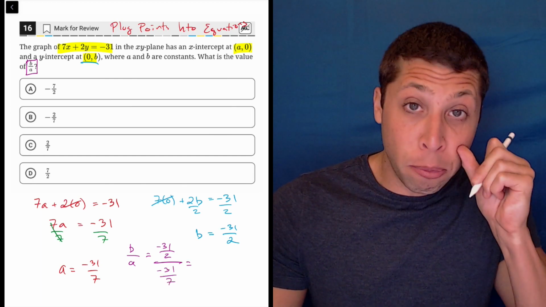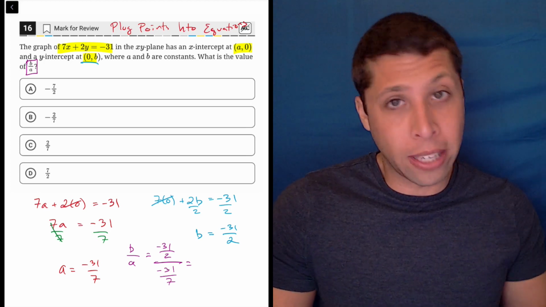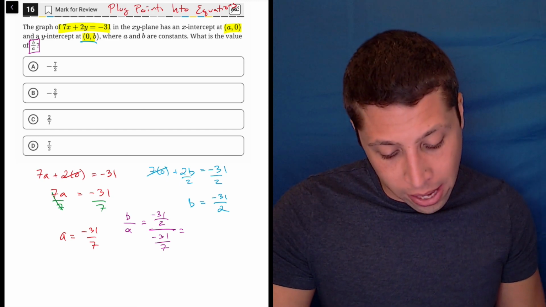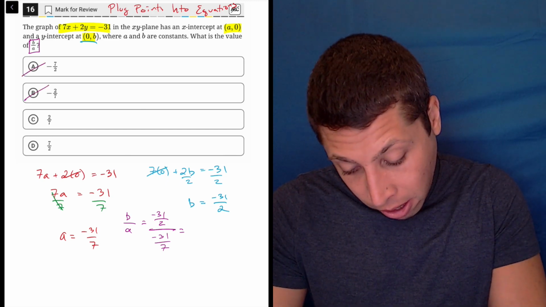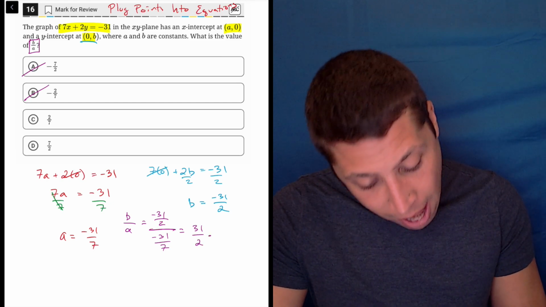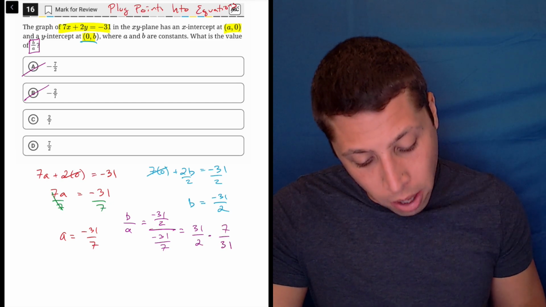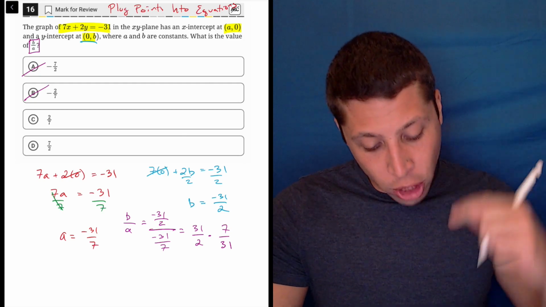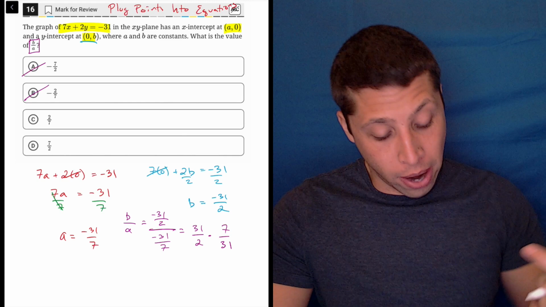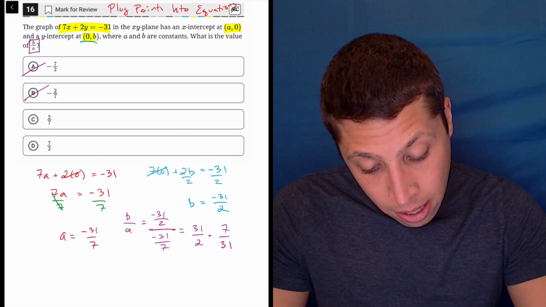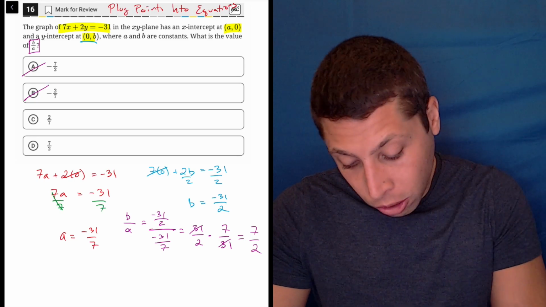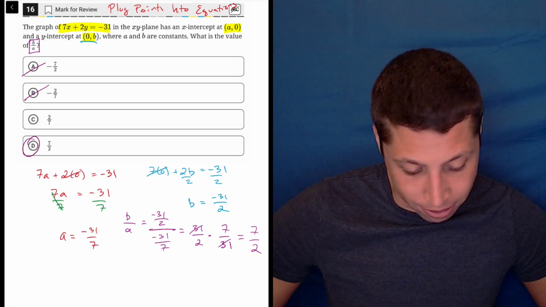And we can do a little keep change flip here. I mean, we could use the calculator, but honestly, it takes very little time to realize that both of the negatives are going to cancel. So that means our answer is going to be positive. And it's going to be 31 over 2 times 7 over 31, right? Keep the top, change division to multiplication, flip the bottom fraction, and so now the 31s will cancel, leaving us with just a 7 over 2. Choice D is the answer.